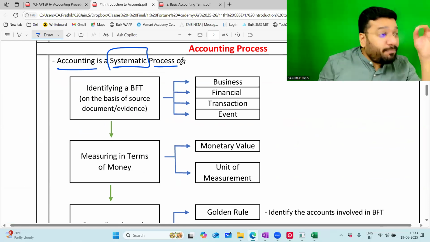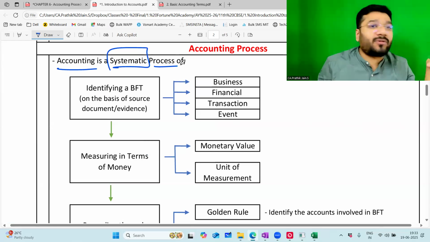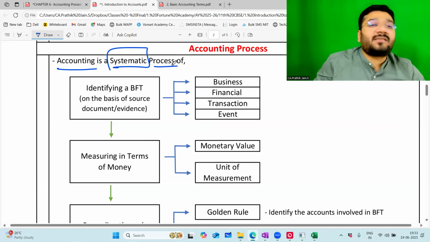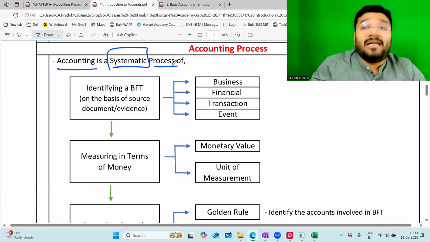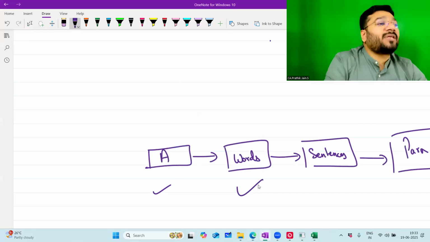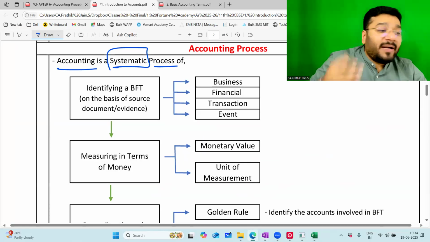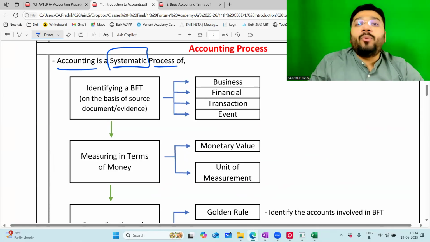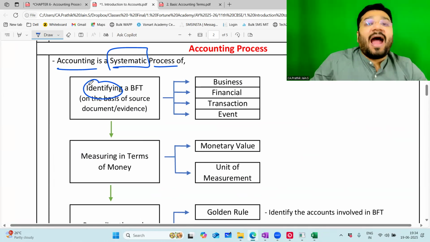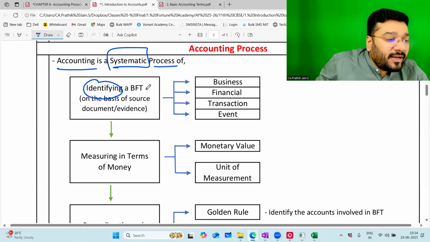There's a procedure, a process in it, and the process is not any random process. We have a proper systematic process, with meaningful step-by-step procedures. This process involves multiple stages. Like how learning the alphabet was one stage, learning words was another, sentences another, paragraph and chapter all other stages. Here in accounting, the very first step begins with identification. Identification of what? Identification of a business financial transaction and event.